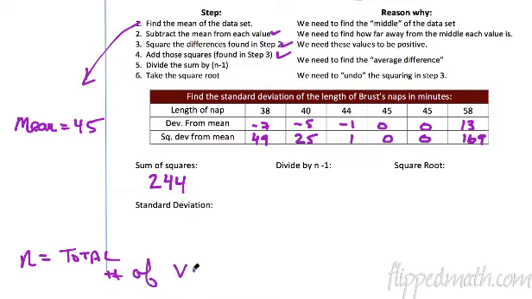So we need to see how many values. It's basically what you divide by when you find the average, the mean. And so we divided by 6. So we need to divide by n minus 1, which means 1 less.